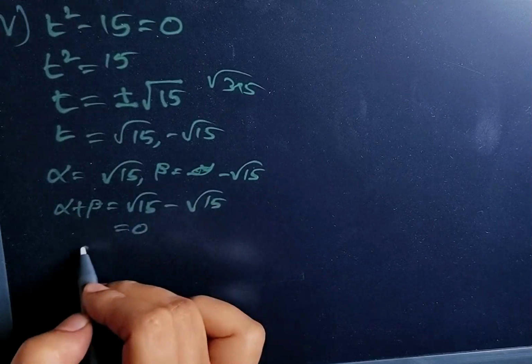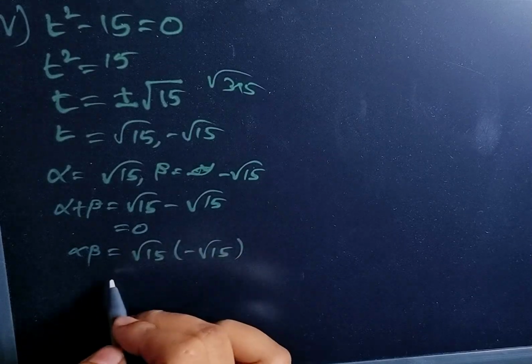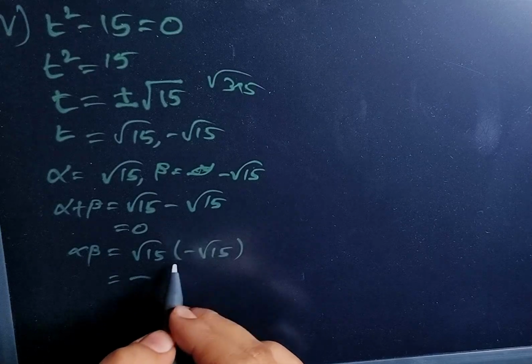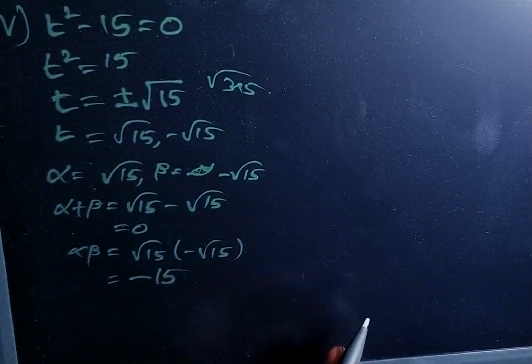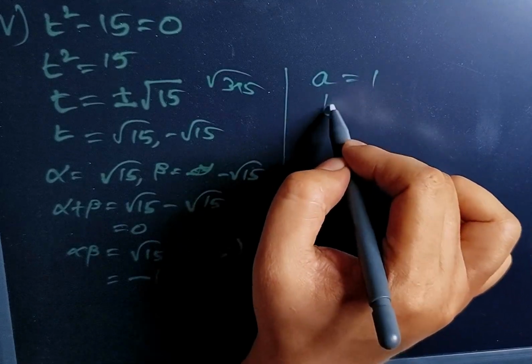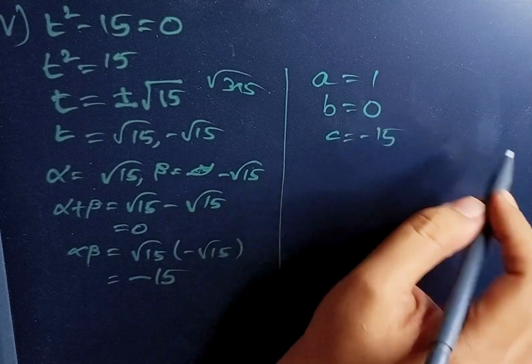So we get 0. Alpha beta is root 15 into minus root 15, plus into minus. Since we are multiplying the same root numbers, the square root gets cancelled, and we get the number alone. Then by the coefficient method, the coefficient of t square is 1. Since we don't have a t term, it will be 0. C is the constant, so it is minus 15.